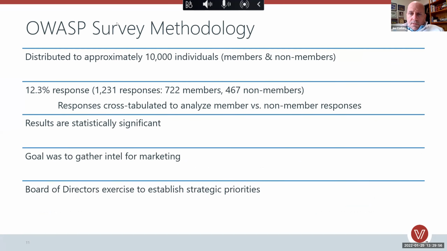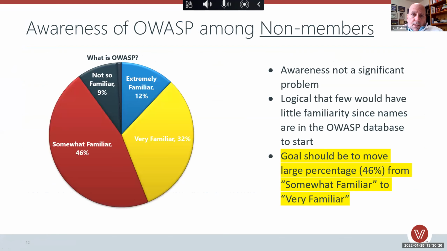Not gonna bore you with all the details on the survey methodology, but just to tell you, we went out to a list of about 10,000 people and got a 12.3% response, which included a nice number of members and non-members. So I think you can consider the results of the survey statistically significant. Most of what I'm going to show you now, and what's in the materials you received, is looking at the responses from the non-members.